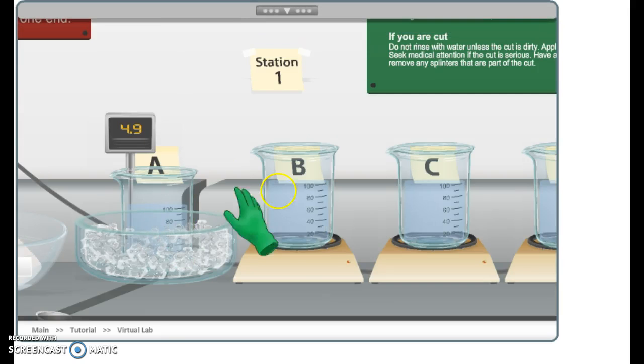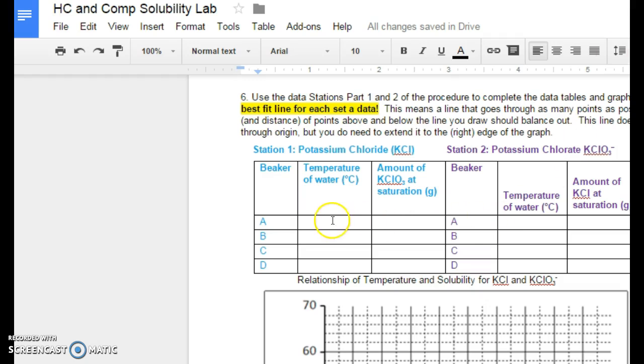So our temperature for beaker A is 4.9. Oh, we're doing KCl. Got a little typo there. There we go, 4.9. And over here on this one, there we go.